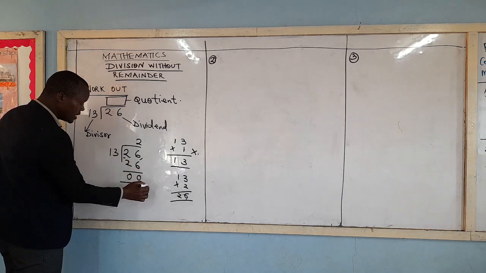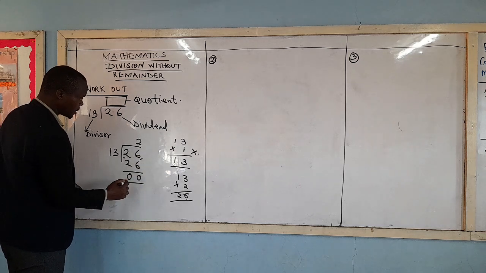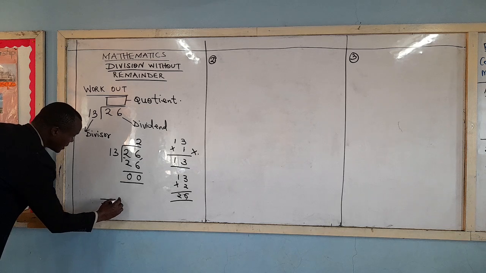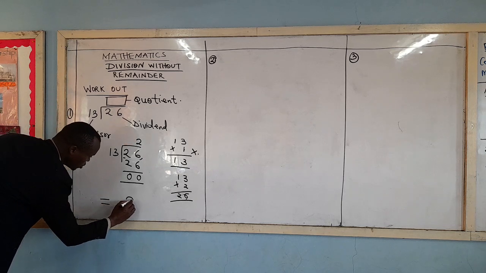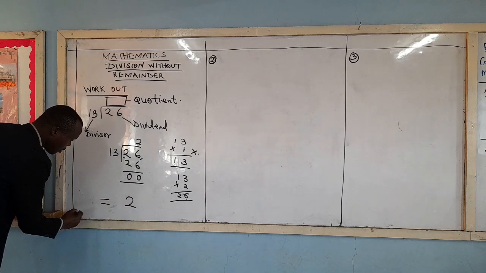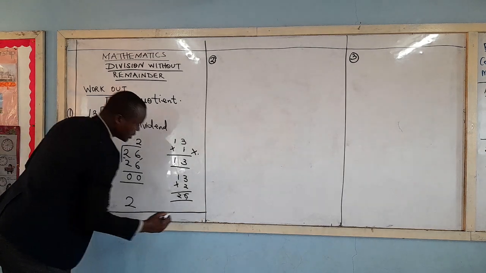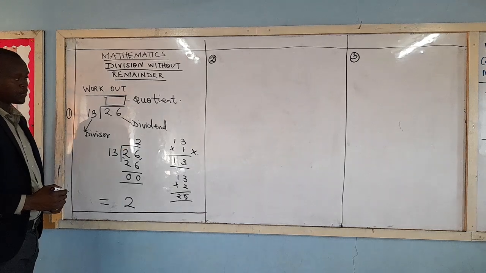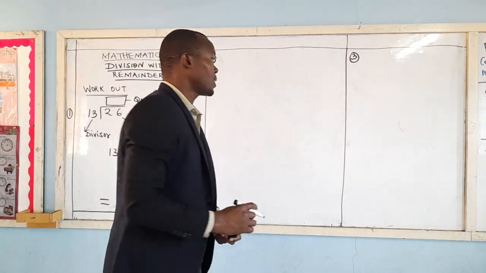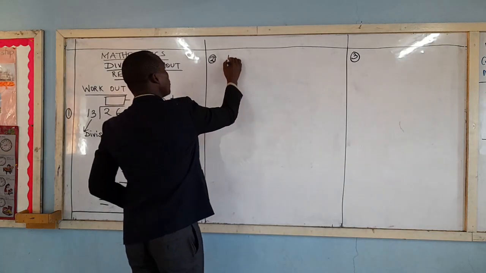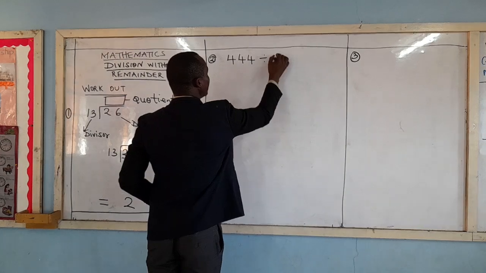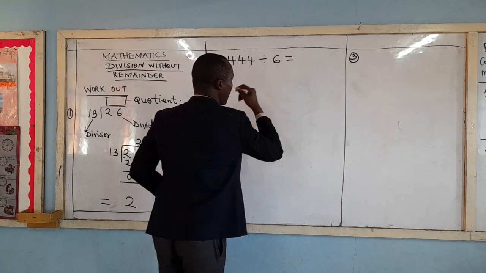There is no other digit for us to drop down. Then we can say that the answer is 2. The quotient is 2. And that one now becomes the end of our question. We try another example, like let's say 444 divided by 6 is equals to.